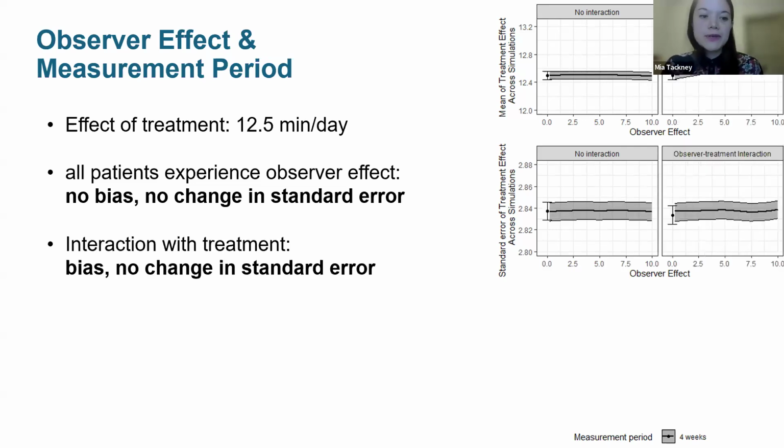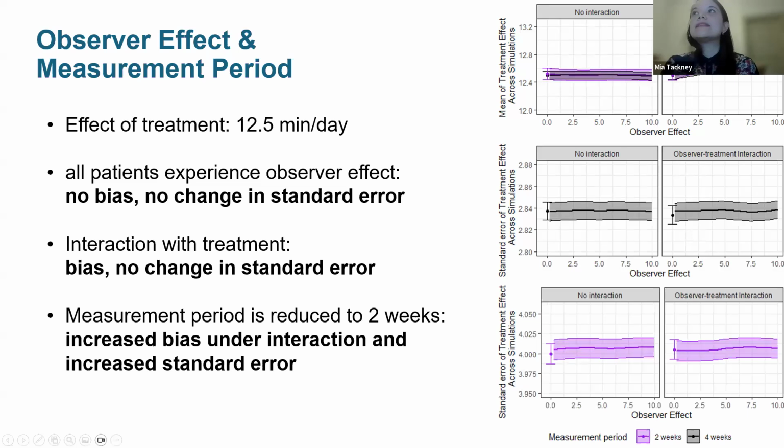On the right-hand side, we're showing what happens if there is an interaction with treatment. And you can see again that we now have bias. And what we're going to show now is what happens if instead of 4 weeks for the measurement period, people are asked only to wear this device for 2 weeks?